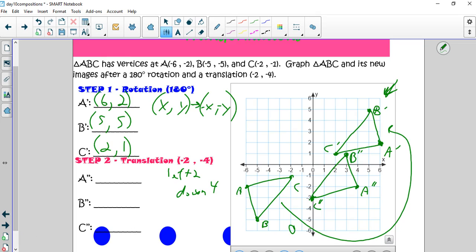So A double prime is at 4, negative 2. B double prime is at 3, 1. And C double prime is at 0, negative 3.